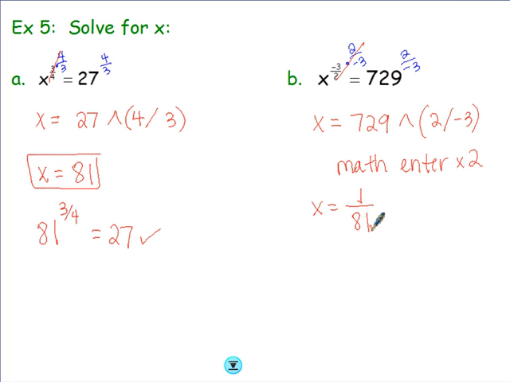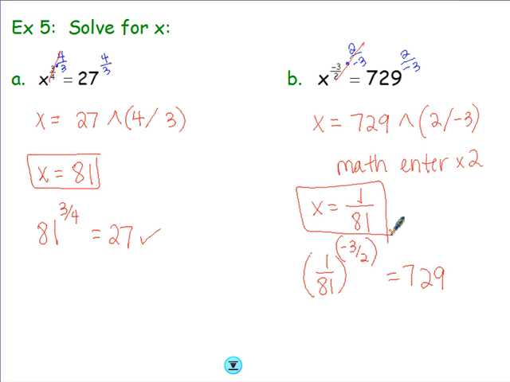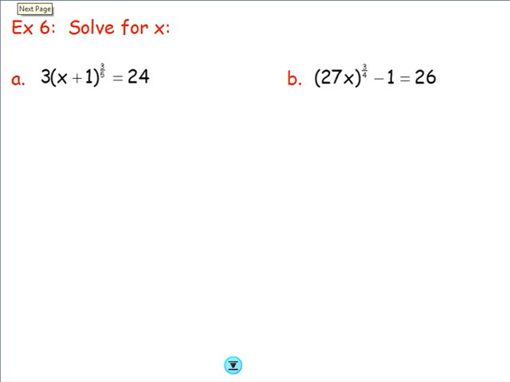If you type that back in the calculator, you're trying to do 1 over 81 to the power of -3/2. What's important is that needs to be in parentheses, and so does that, in order to get 729. And yes, you will get 729. So that is a correct answer. Let's look at one more, and then you're going to try one on your own again.